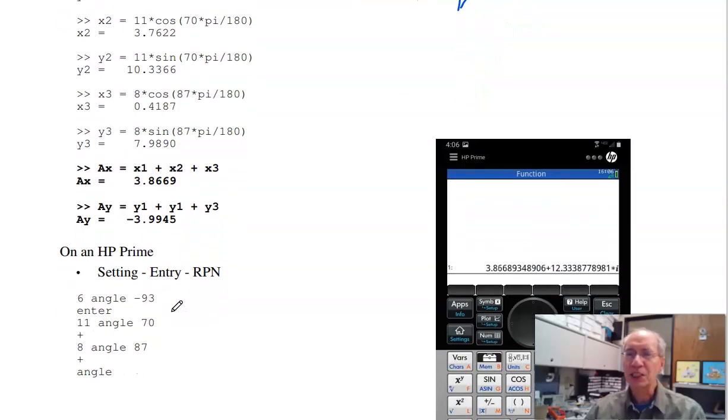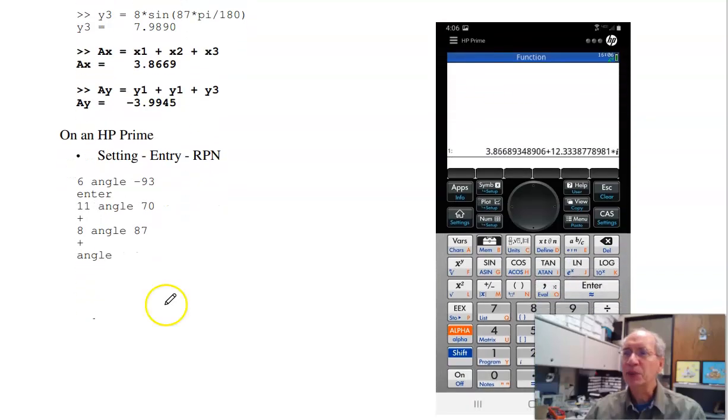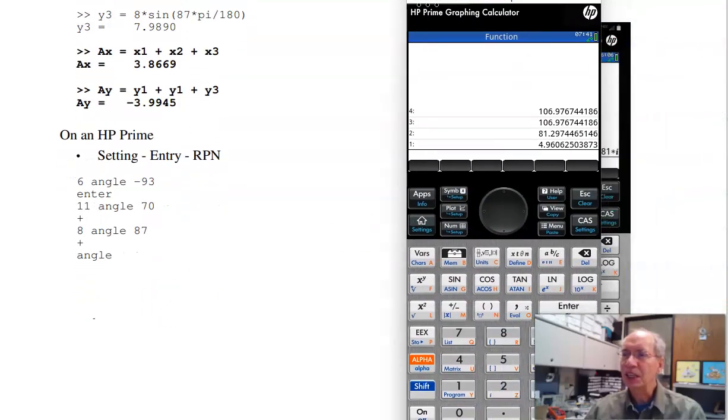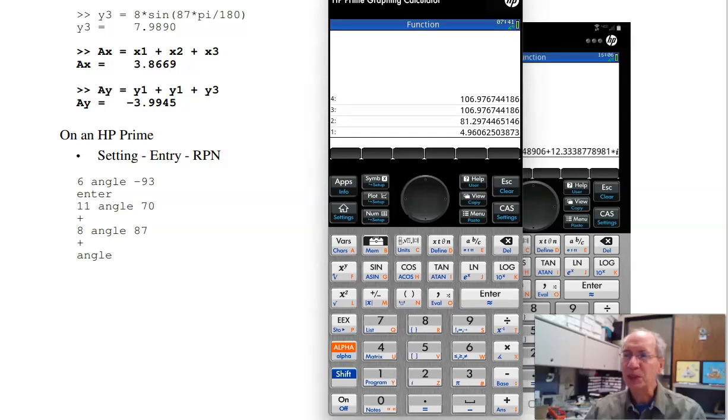Now I can do this on an HP calculator as well. I kind of push HP calculators. They are worth 10 points on a midterm, in my opinion. There's a couple of them out there. The one that's still in production is the HP Prime.